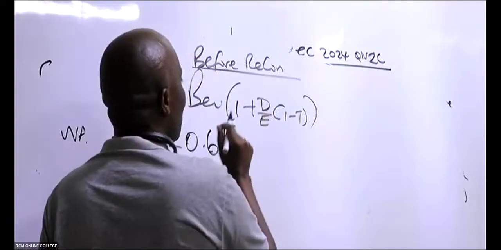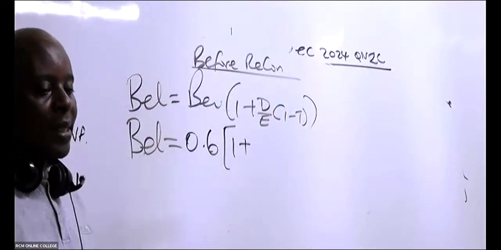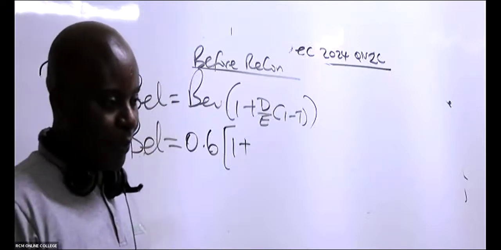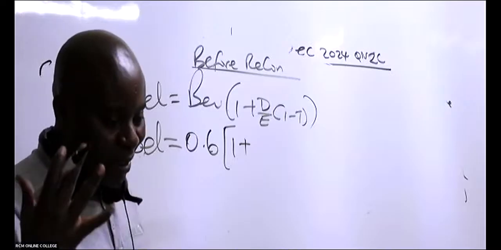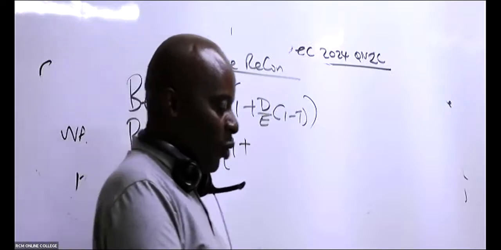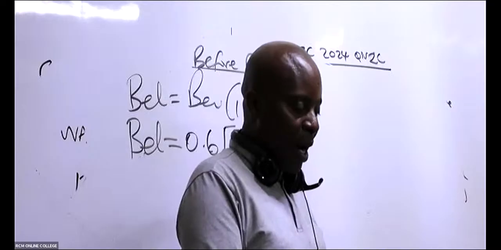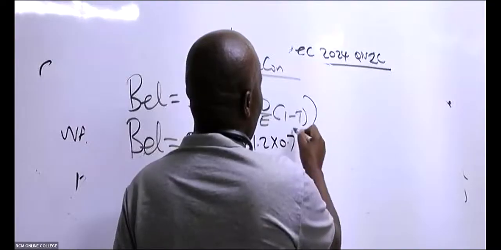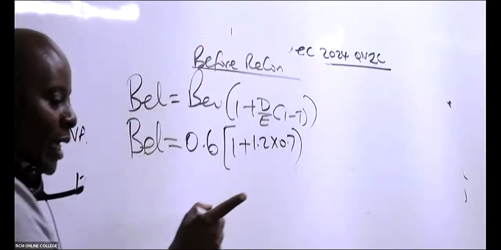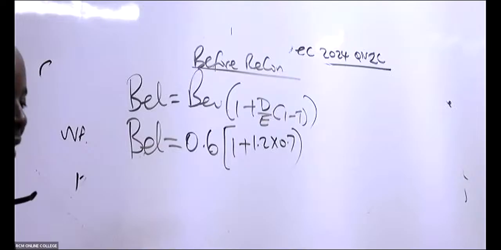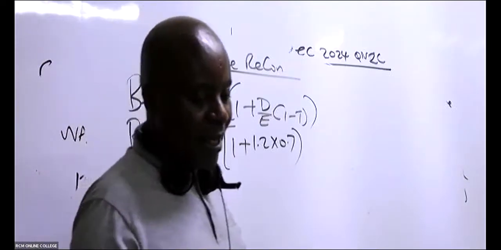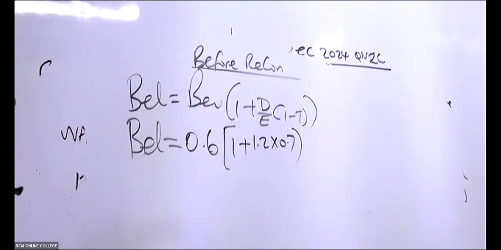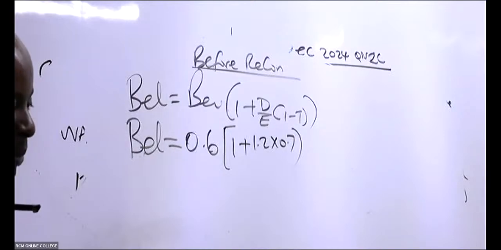Before reconstruction, what is our debt to equity ratio? If you look at additional information number 1, existing debt to equity is 1.2. So 1.2 times 0.7, because 1 minus tax is 1 minus 0.3, which is 0.7. Ladies and gentlemen, are you able to give me the final answer before reconstruction? How much is our levered beta?